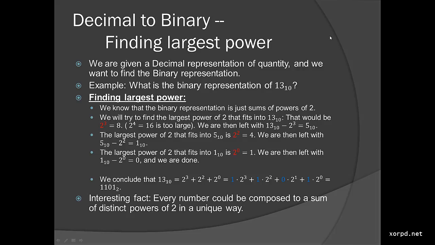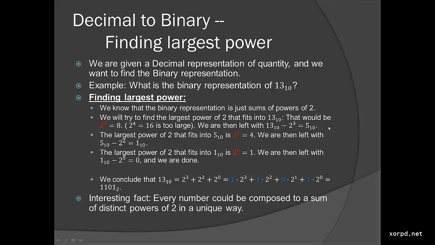We know that the binary representation is just sums of powers of 2. So what we are going to do is this. We will try to find the largest power of 2 that fits into 13. Well, we could just try a few and find out pretty quickly that the last one is 2 to the third, which is 8, because the next one is just too large. So we could take this quantity out of 13 and we are left with 5.